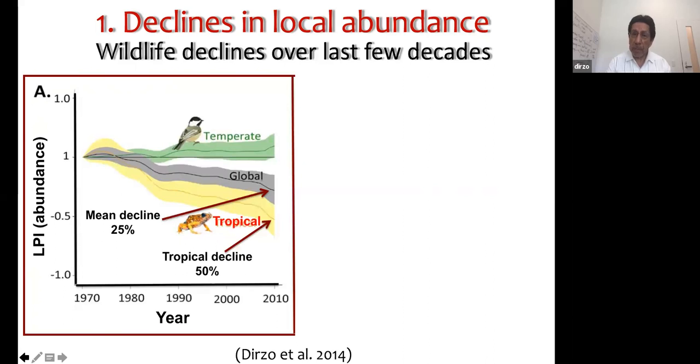But if you break down that global trend into different regions of the planet, and of course, we're particularly interested here in the tropical side of the planet, the tropical LPI declined through time, and you can see that over the last four decades, the tropical decline has been about 50%. That is a very shocking, intense number, suggesting that just over the last 40 years, the vertebrates of tropical ecosystems have experienced a decline of about 50% of their abundances as compared to the situation they had in the 1970s.